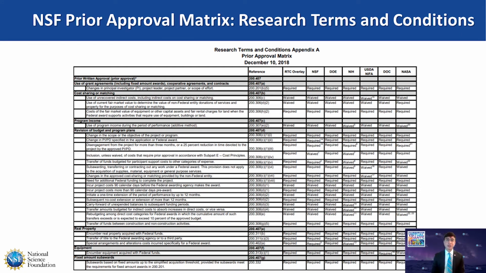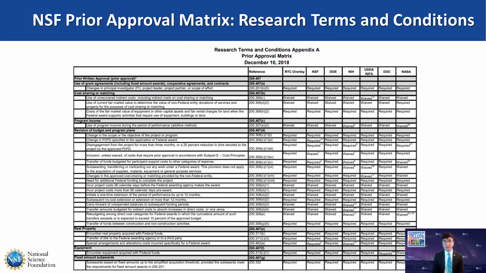So this is the Research Terms and Conditions Appendix A. We included only one page here, and I believe that there are 4 pages, but the document includes a list of restricted categories that require NSF's prior approval.